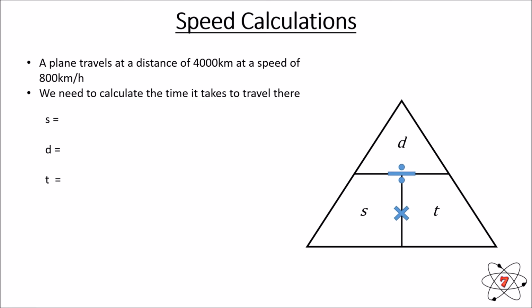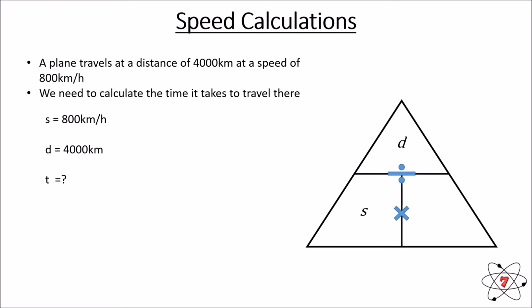So just like before, we write down the components of our equation: speed, distance, and time. We write down the speed, 800 kilometers an hour. We have that information in our question. We write down the distance, 4,000 kilometers. Again, we have this information in the question. And we write a question mark next to time because we do not know the time. This is what we're trying to calculate.